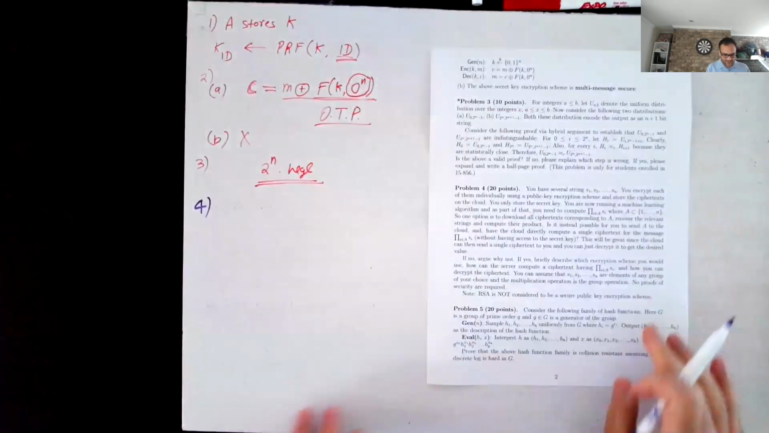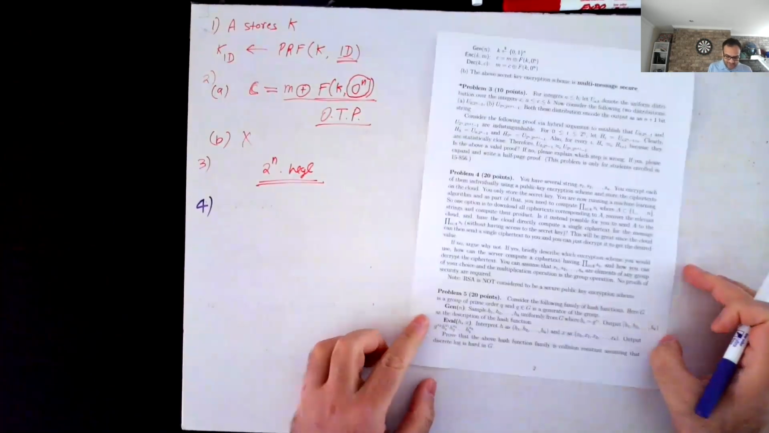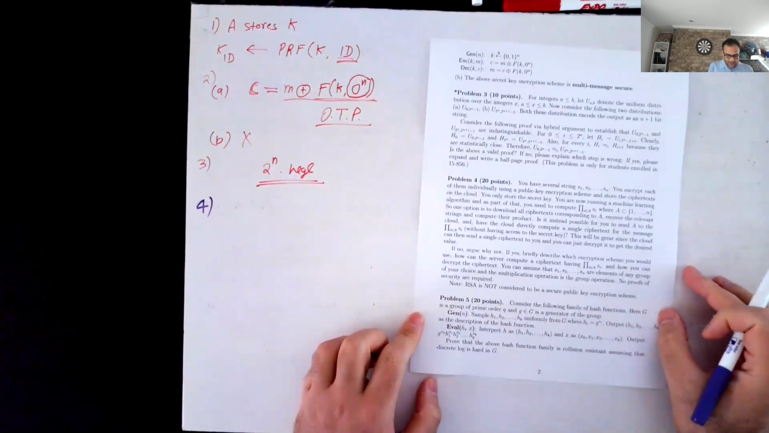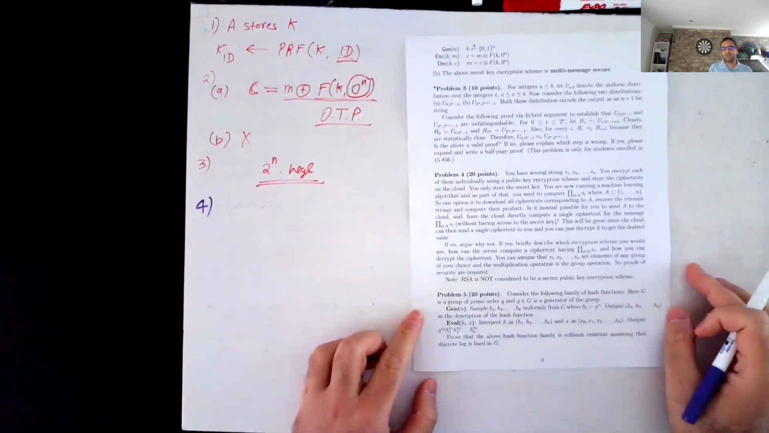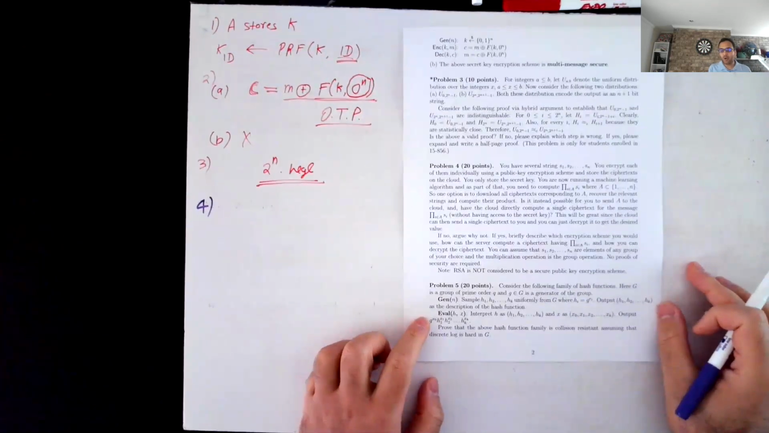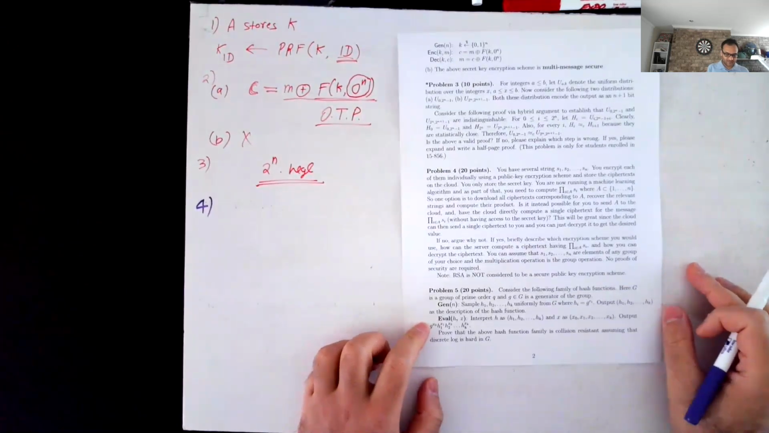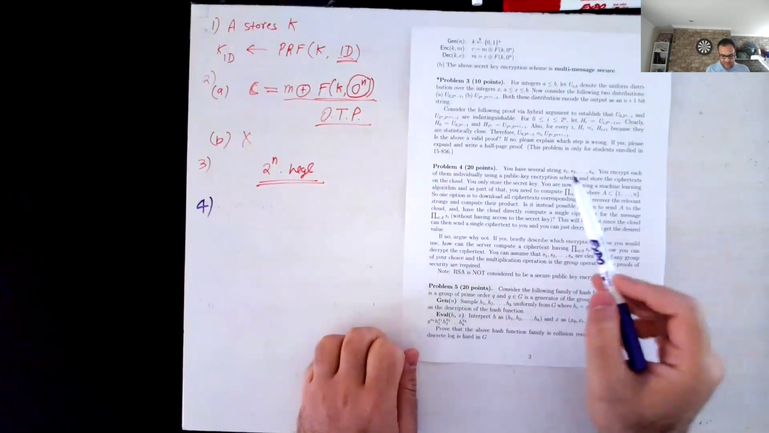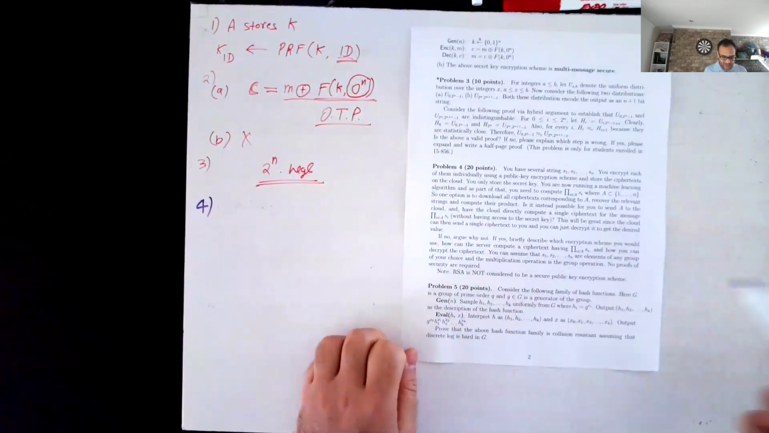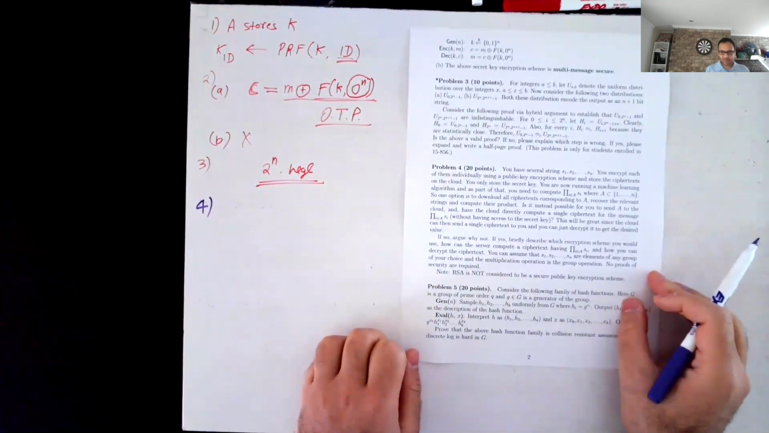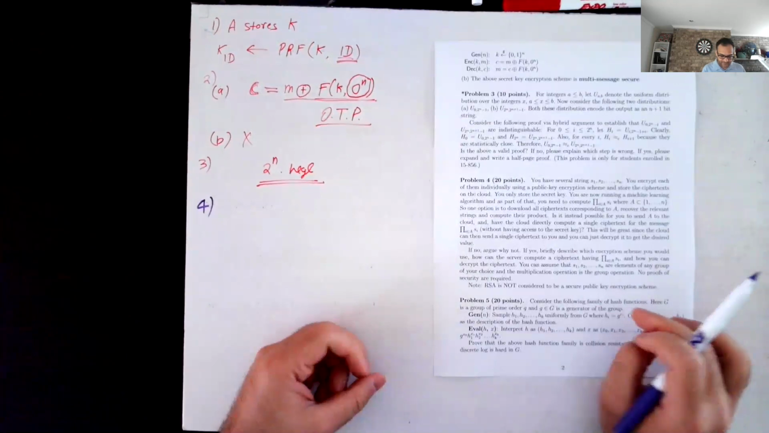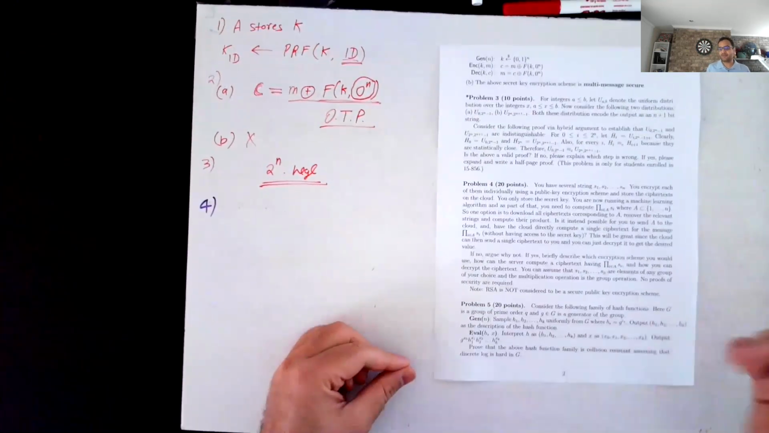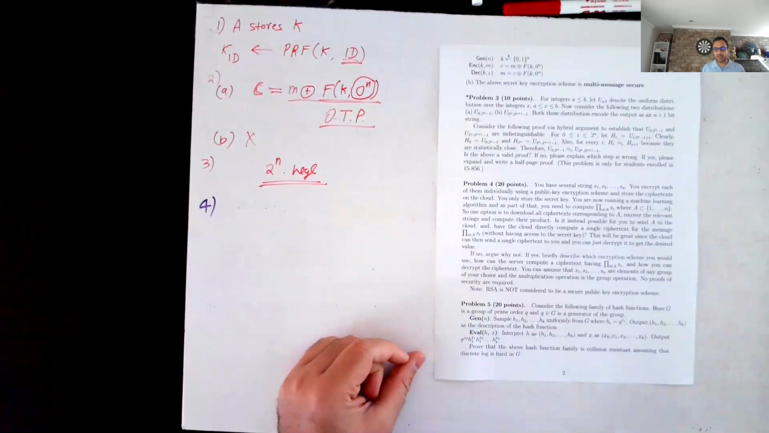So let's look at question 4. This question is actually pretty interesting. This question is essentially asking you to design what is known as a multiplicatively homomorphic encryption scheme. The idea here, what the question is asking, is you are given several strings, several messages, S1 to Sn. You can encrypt each of them individually using a public key encryption scheme, and you store all the ciphertexts on the cloud.